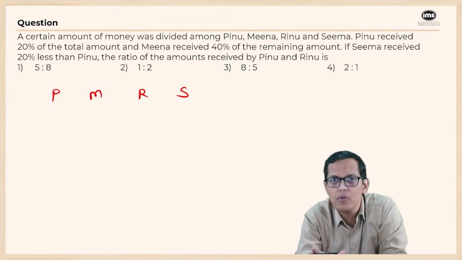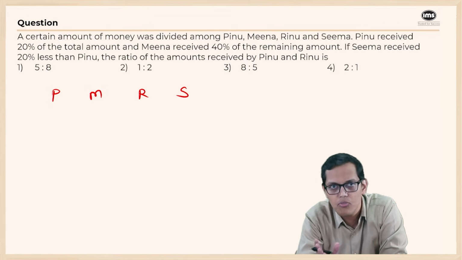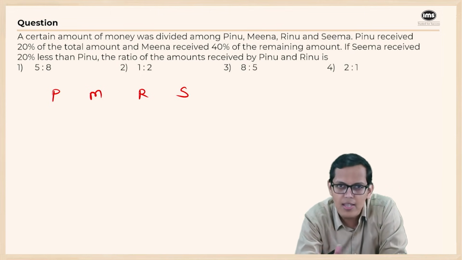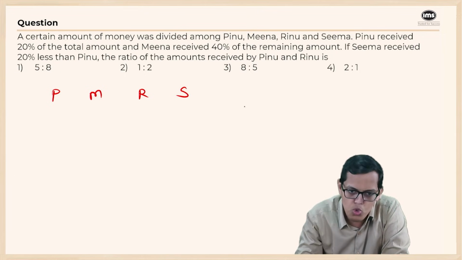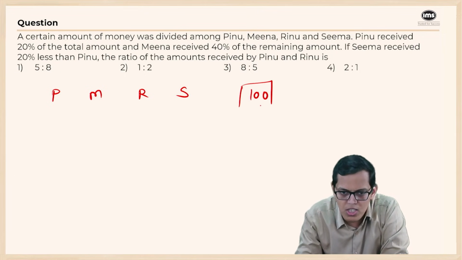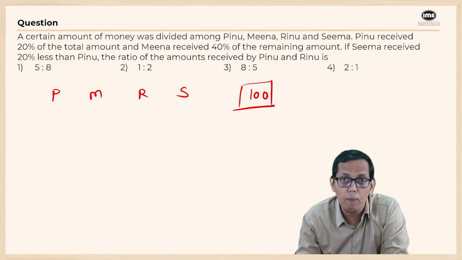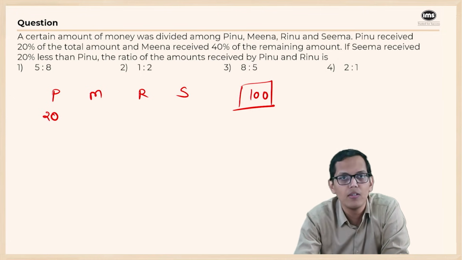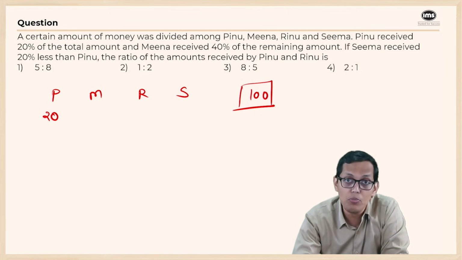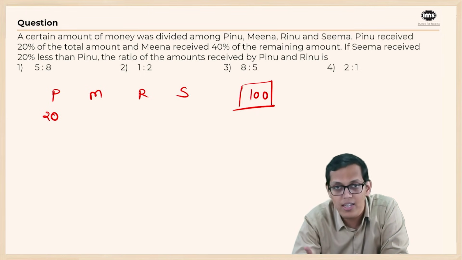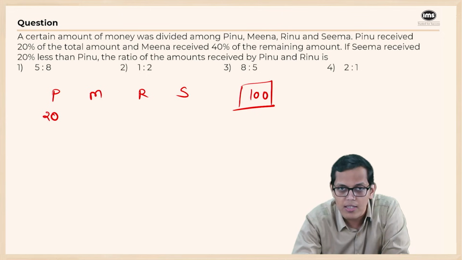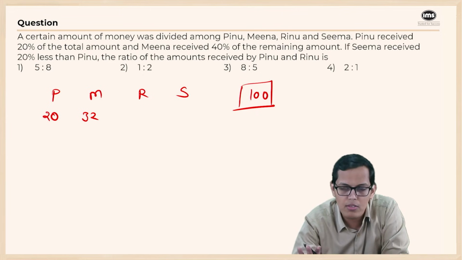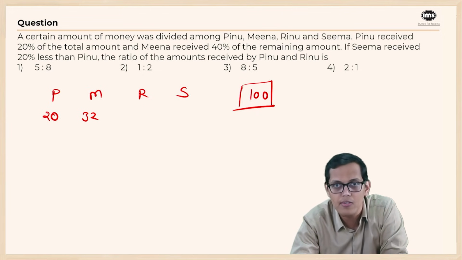A quick look at all the percentages. We have 20, 40 and 20 percent. So I want to assume that taking the total money as 100 would be a wise decision. So I'm assuming 100 to be the total amount. Pinu received 20% of the total amount, so Pinu has 20 rupees. Meena received 40% of the remaining amount. 100 minus 20 is 80. 40% of 80 is actually 32. With that, 52 rupees have been distributed. We have 48 rupees with us.